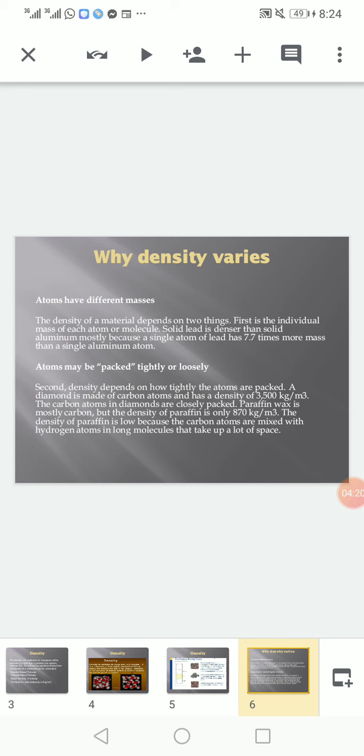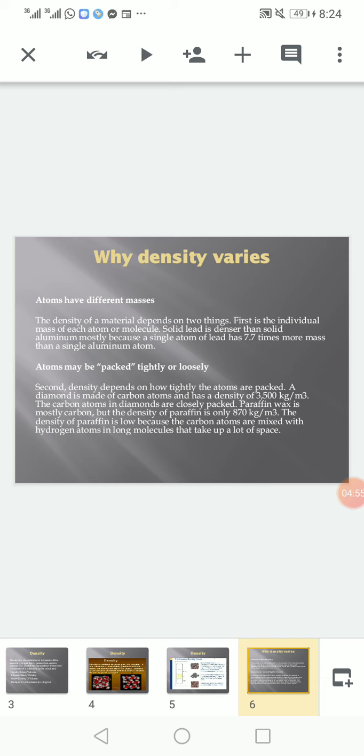Let me explain the first factor. The density of matter depends on two things. First is the individual mass of each atom or molecule. Solid lead is denser than solid aluminium, mostly because a single atom of lead has 7.7 times more mass than a single aluminium atom. Again, the reason for density variation is that atoms have different masses, and atoms may be packed tightly or loosely.